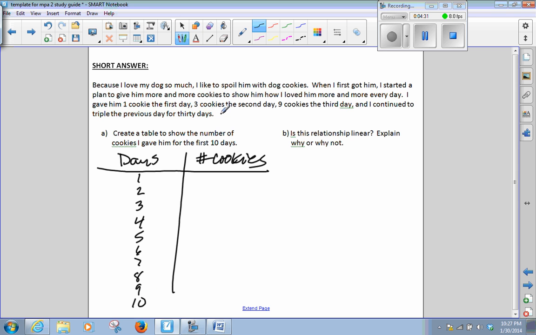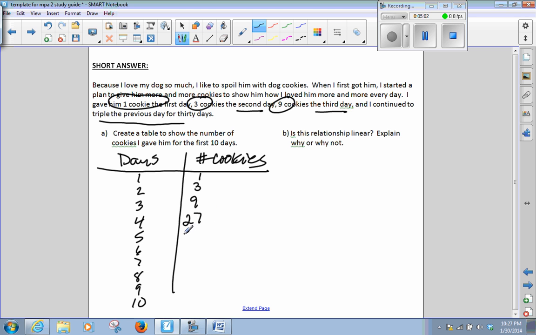So it tells me in the question that on day 1, I gave my dog 1 cookie. I gave him 3 cookies the second day. I gave him 9 cookies the third day. And then it says, and I continued to triple the previous day for 30 days. So what that means is every single time I add a day, I take the number of cookies the dog got before, and I multiply it by 3. So 9 times 3 means that on the 4th day, he got 27.